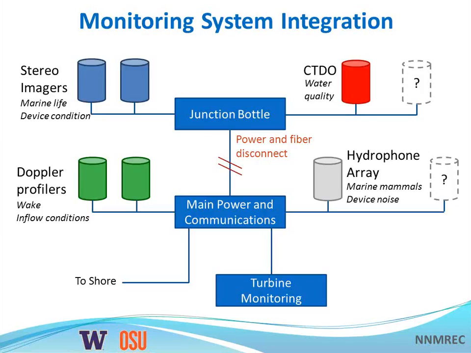Down on the turbine structure itself, Doppler profilers to measure the wake and the inflow conditions would be hardwired into the frame for the life of the project. Similarly, a hydrophone array looking at monitoring marine mammals as well as device noise would be hardwired, and we're thinking about, again, an expansion port there for other permanent instrumentation. That main communications and power system has a split to the turbine health monitoring systems as well as the power cable back to shore, which is how all the power for the instruments is coming from and all the data is going back. So next slide.